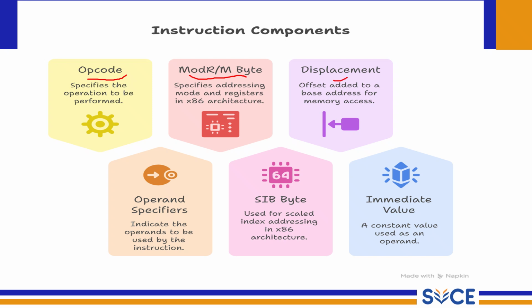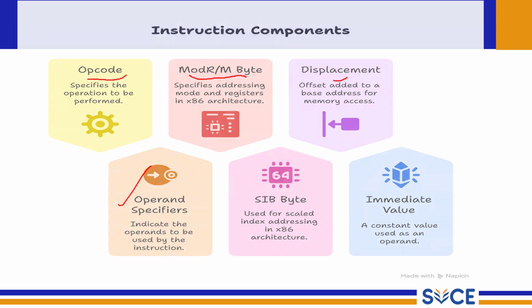Next, the operand specifier indicates the operands to be used by the particular instruction. The SIB byte is used for scale-index addressing in x86 architecture. And next, the immediate value is a constant value which is used as an operand. So these are the basic instruction components used in opcode.